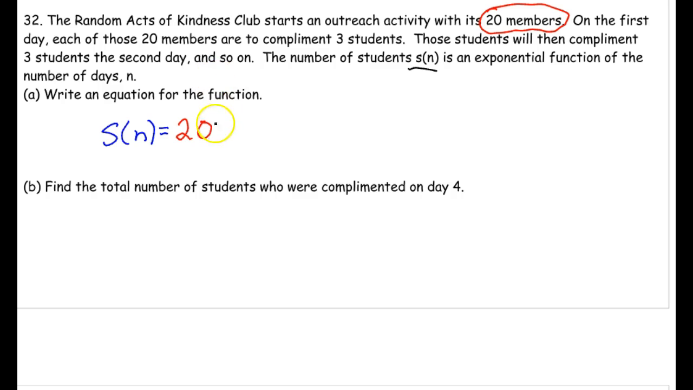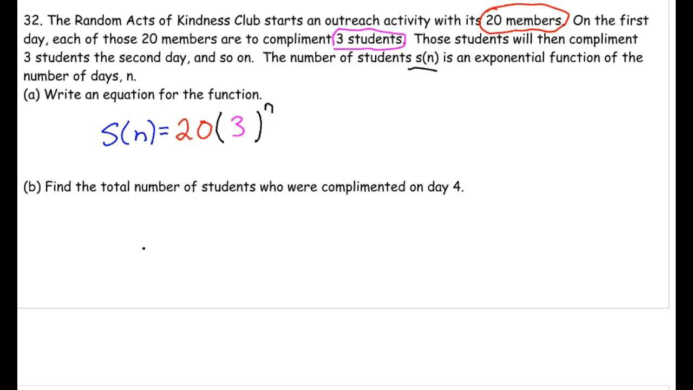Right? Then we're going to have the parentheses. The parentheses are how much it's expanding by. So it tells you that we're going to complement 3 students, right? Right here, complement 3 students, right? So each time complement 3 students. So whatever we're expanding by, that's what we are going to put inside the parentheses. So we have a starting amount and then how much each of those students are going to complement. So that's how we form those equations.